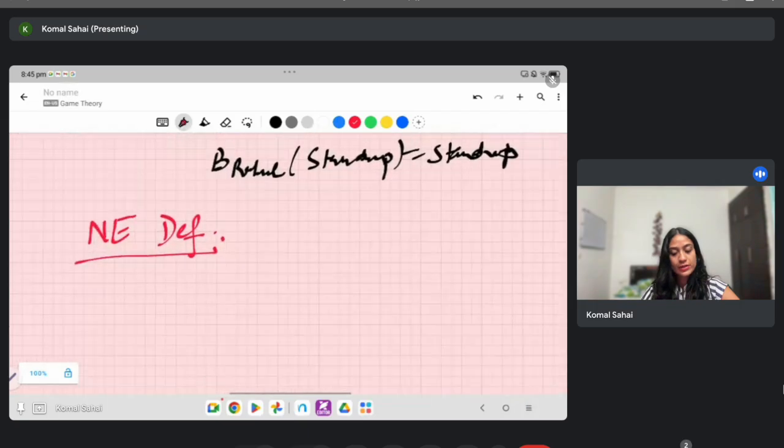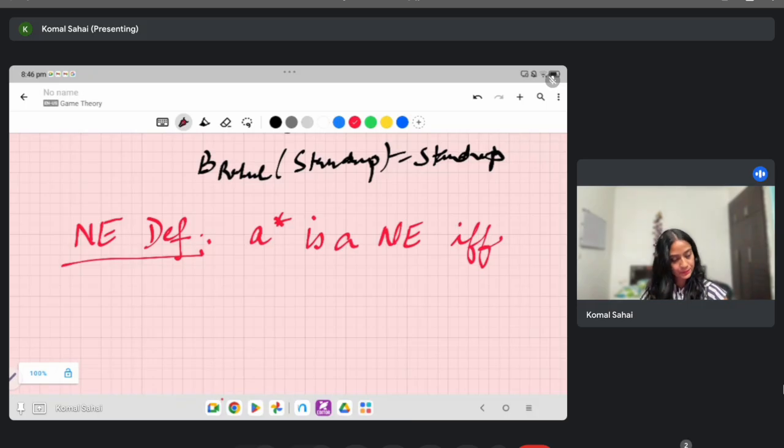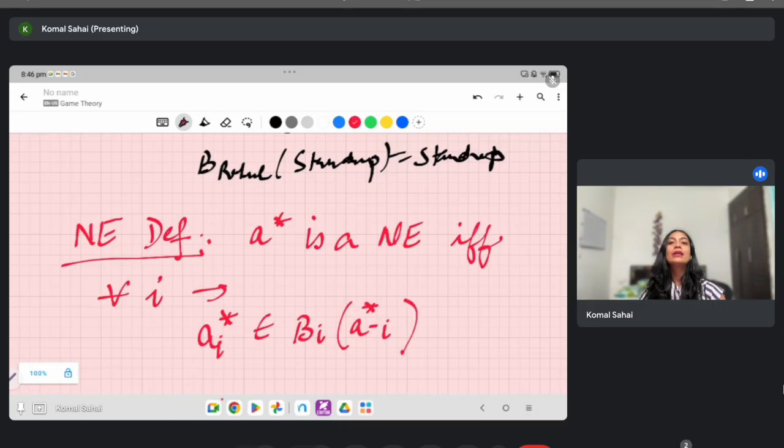So just using this logic, we can redefine, or we can alternatively define Nash equilibrium as an action profile A star, right? An action profile A star is a Nash equilibrium if and only if for every player I this holds that your AI star में जो भी action है that belongs to her best response to the action specified for other players in this action profile.